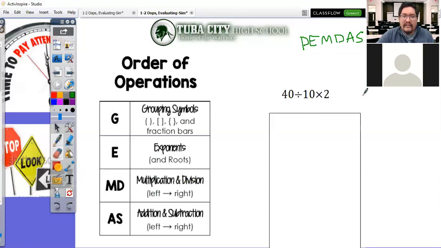So if I move left to right, you notice that we hit a division first. So you could also say PEDMAS and it would still be correct. So we've got to take care of this division first. So that would be 40 divided by 10, which would be 4 times 2. And that's how we get 8. And again, 8 is the real answer.